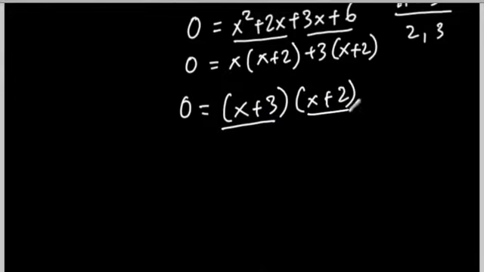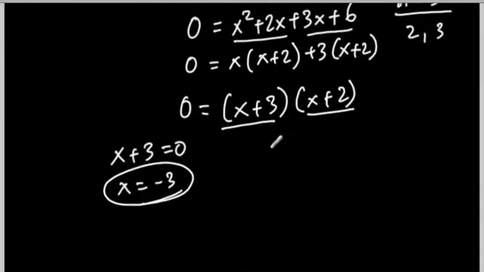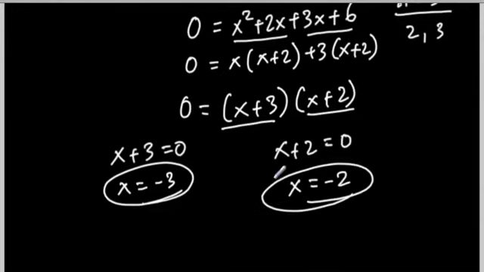You can set each of these to 0. So x plus 3 equals 0, so x equals negative 3. And then x plus 2 equals 0, so x equals negative 2. And these are our x-intercepts.